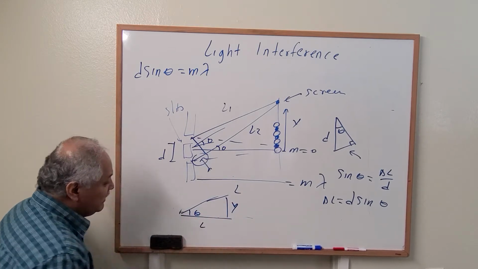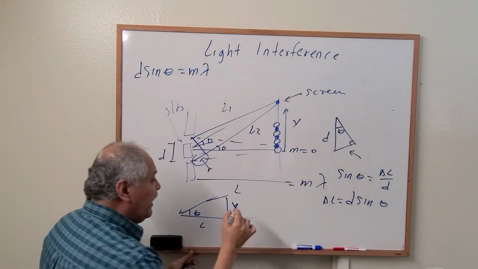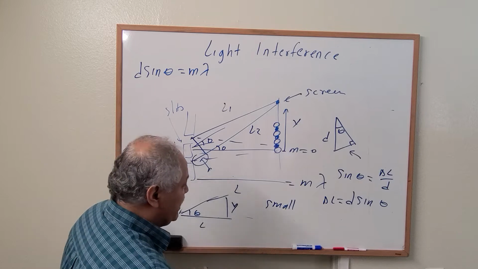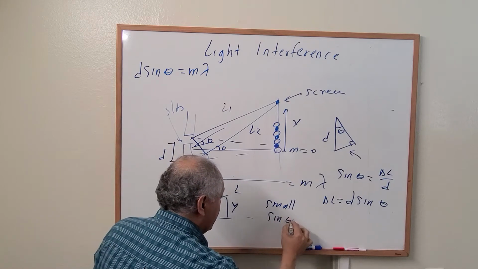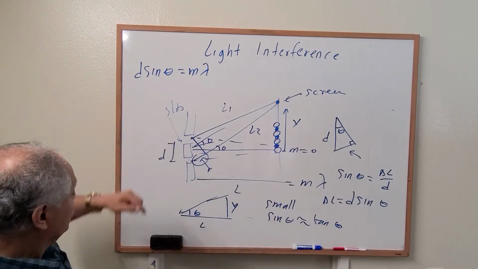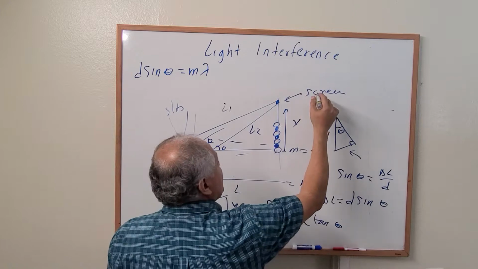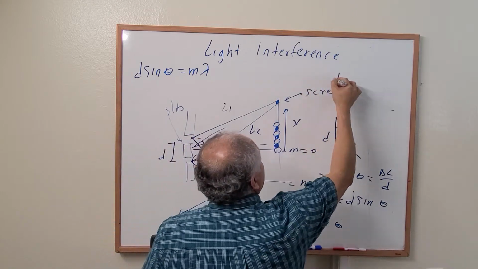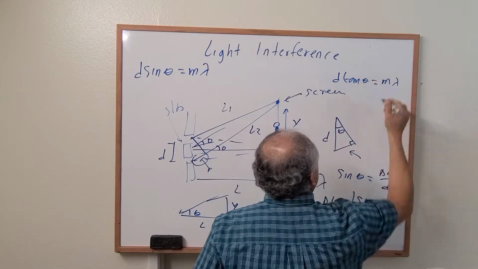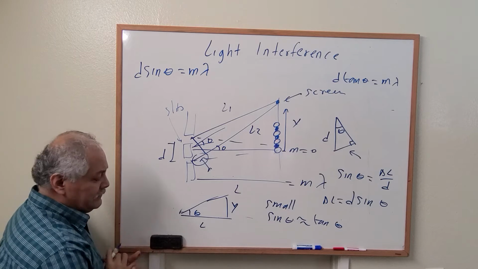This is theta, but this angle is very small. Now for small angles, we use this relationship: sine theta is about tangent theta. Now we can go back to this equation and substitute this quantity. So what do we have then? The tangent theta must be about m times lambda. Great. But what is tangent from here?